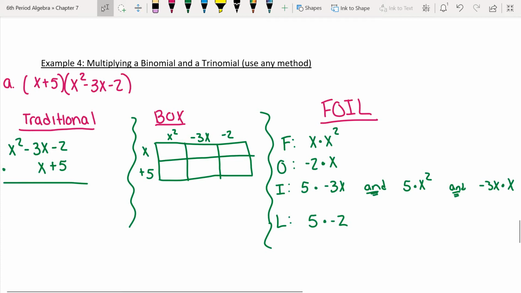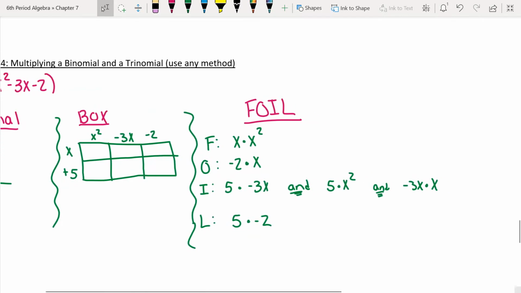The box method. Now, because this was not an equal number of terms, I actually chose the one that has the most terms, so the trinomial, to be the length of my box. And because there's 3 terms, you can see I split my box into thirds. My second one had 2 terms, a binomial, so that's why I split it width-wise in half. So you actually have a lot more boxes. You have 6 boxes you now have to multiply if you're using the box method.